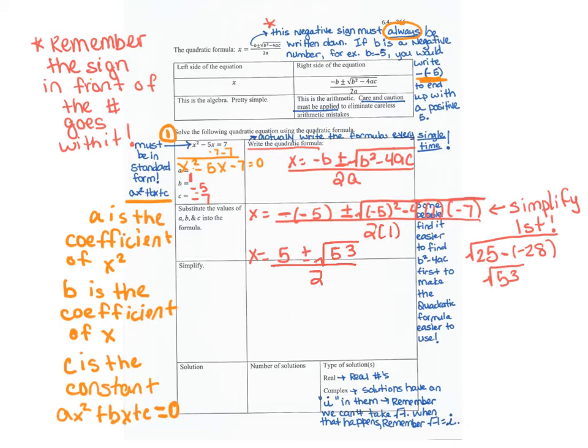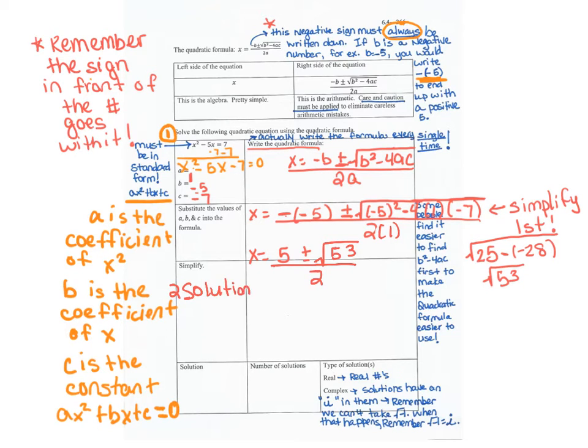So now then, can I take the square root of 53? Is that going to give me a whole number? That's the question I need to ask myself. In this case, if I take the square root of 53, I'm not going to get a whole number. So I have two solutions.